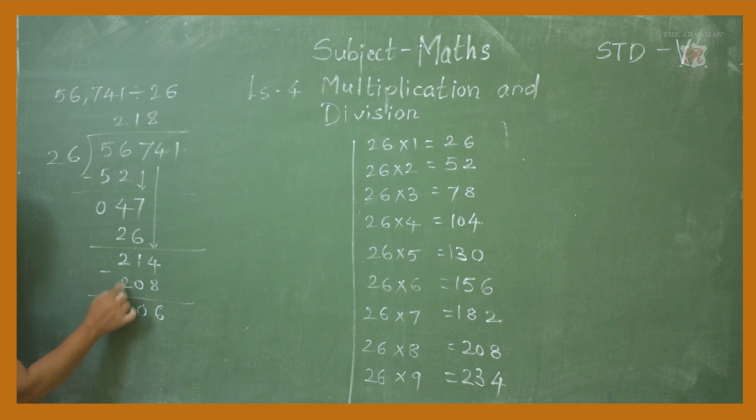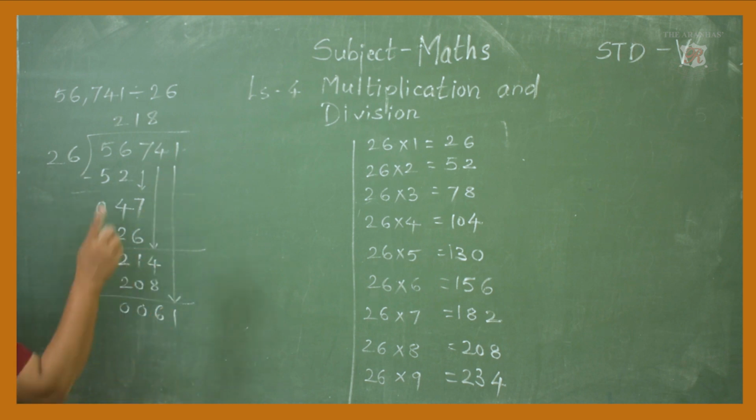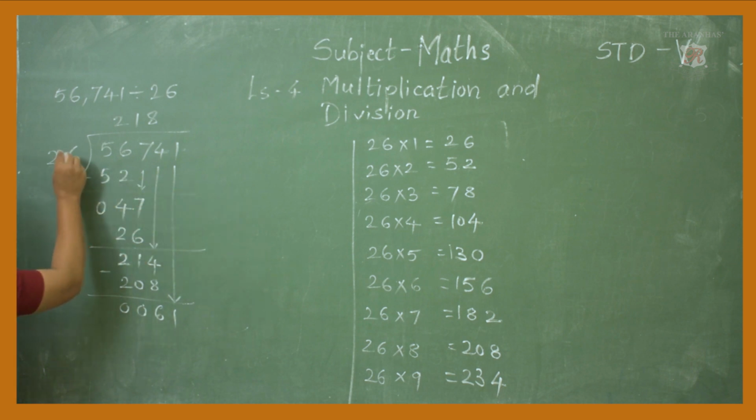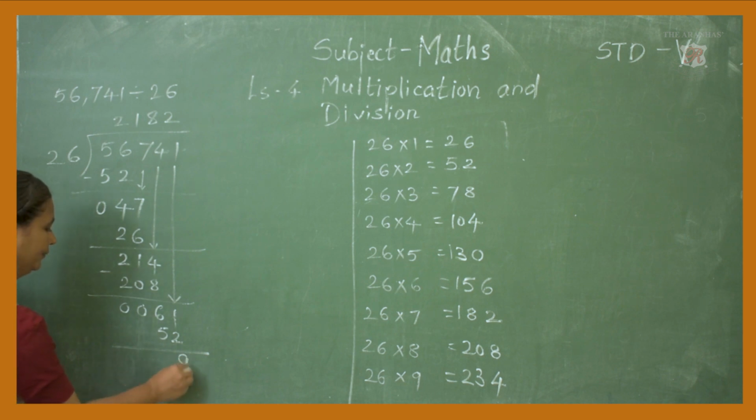Then 2 minus 2, 0. What is left? 1 is left. 61. No, there is no number 61. Then 26 twos are 52. Now 1 is less than 2, so borrow the carry here, borrow the number. 11. 11 minus 2? 9. And here 5 minus 5, 0.